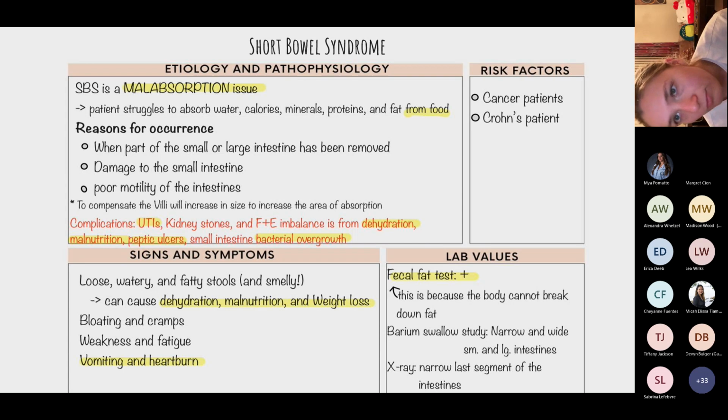Okay. Lots of complications, but I want you guys to really be thinking about dehydration, malnutrition. Additionally, these patients can have lots of vomiting, lots of heartburn. So who's at risk for short bowel syndrome? Lots of our Crohn's disease patients. Why? We know that Crohn's eats through all the layers and can eventually cause a malabsorption issue. And then cancer patients that have been receiving chemo and radiation, especially to the stomach area.